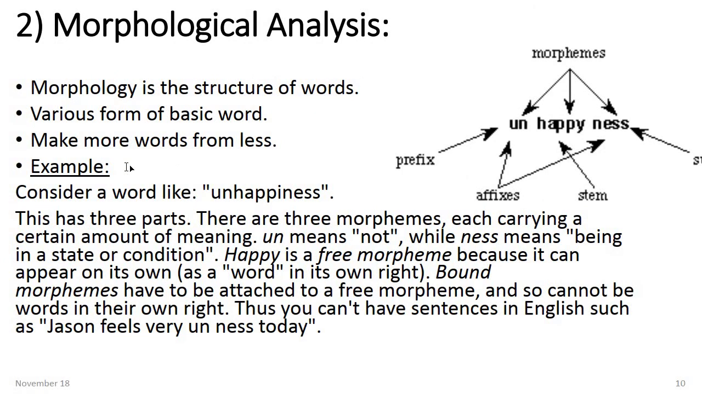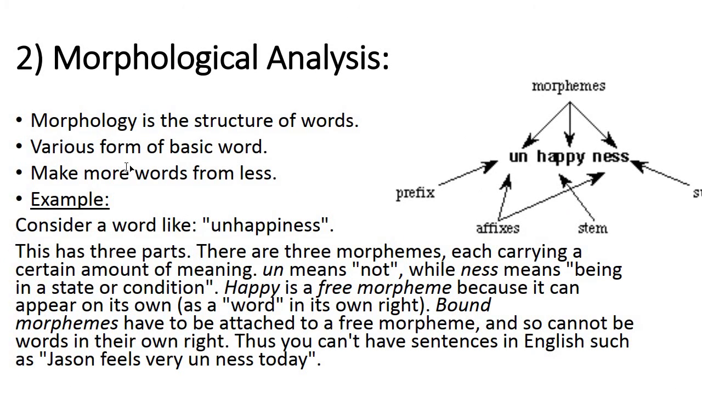Second is morphological analysis. What is morphological analysis? Morphological analysis is the structure of words. Okay, various forms of basic words. For example, ini dia punya contoh lah, unhappiness. Okay, we know un is prefix, and then we have ness is suffix, and the stem is happy.